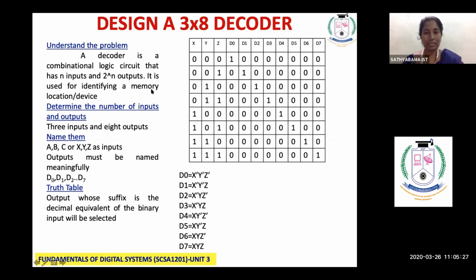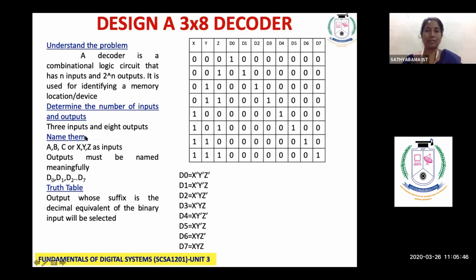So for the time being, children, we will understand that a decoder is a combinational logic circuit that has n inputs and 2 power n outputs. So we have already determined the number of inputs, which is 3, because the question is a 3 cross 8 decoder.